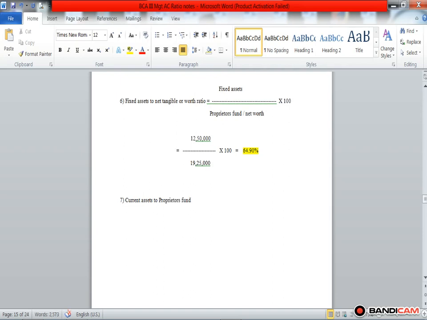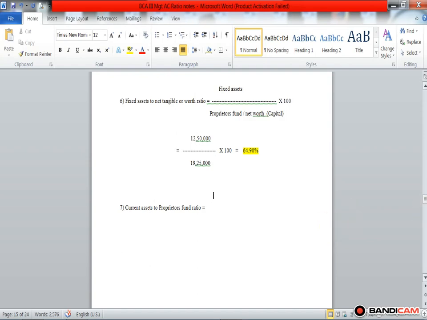The proprietor fund ratio is equal to, the formula is the same, there is no change, just make the change in fixed assets. Here we know very well the relationship between current assets and proprietors fund, just as the relationship between fixed assets and proprietors fund or net worth. Net worth is also called capital. Okay, so here we put the figures.